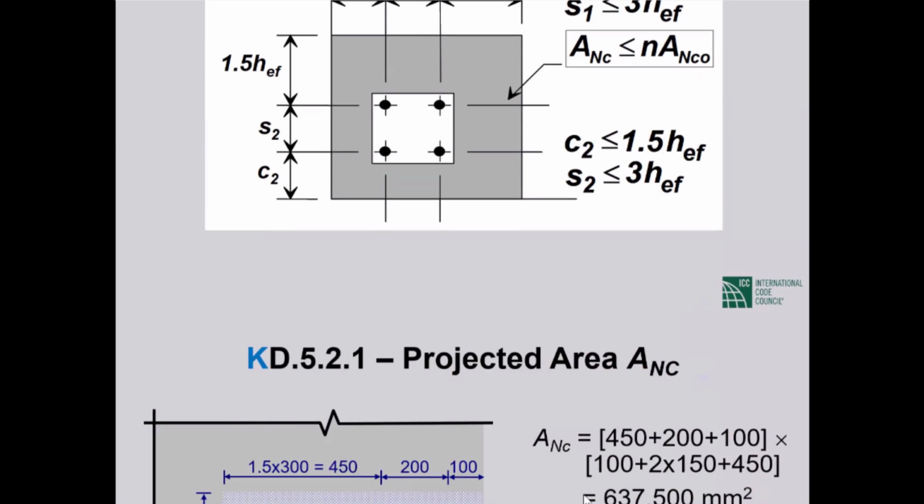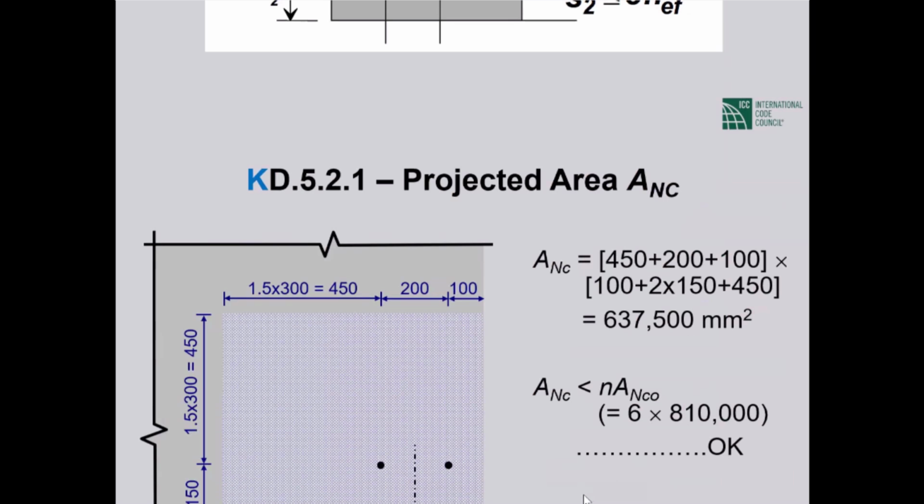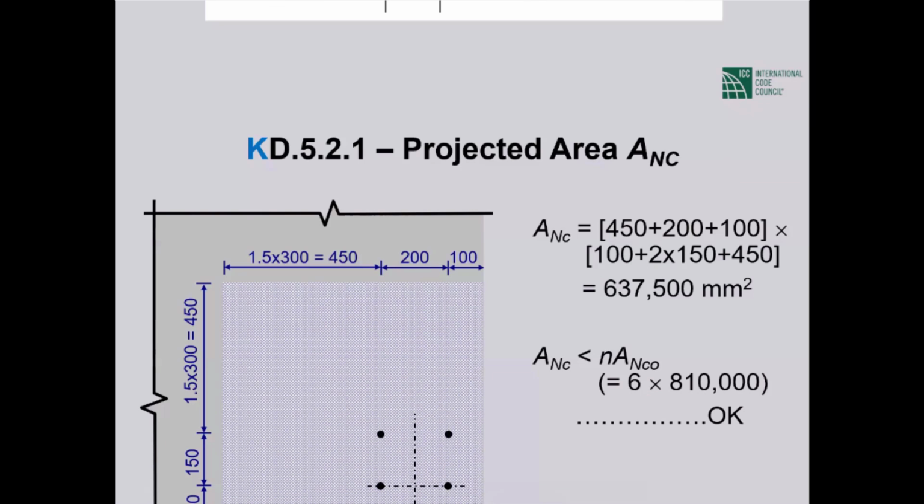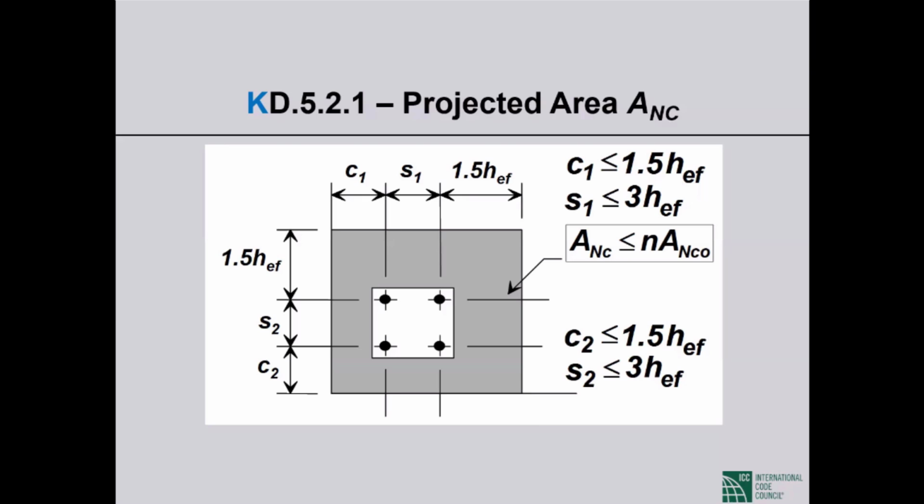A sub n in this particular case would be the C sub 1 plus S sub 1 plus 1.5 times embedment depth, multiplied by 1.5 times embedment depth plus S sub 2 plus C sub 2.